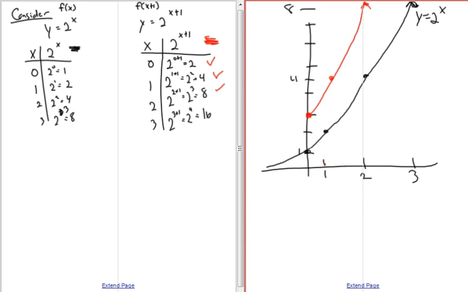I think I need to fix this graph here. Oh, that one's fine. This is the one that needs to be fixed. So when x is 1, we should be plotting 4 right there. And when x is 0, we should be plotting 2. So there we go, we've got that point. What I didn't show is that this previous dot here, the 1 with the 2.